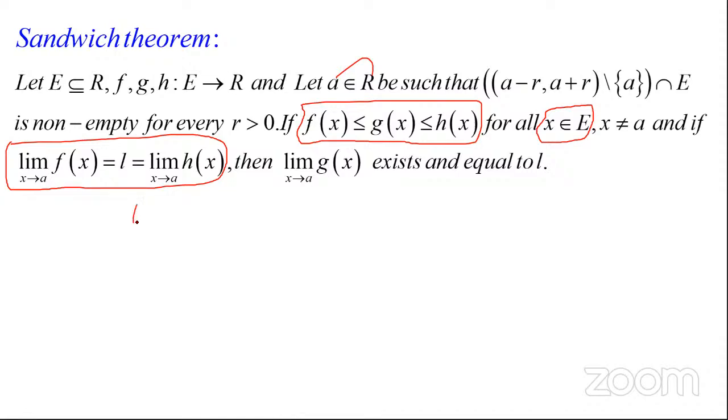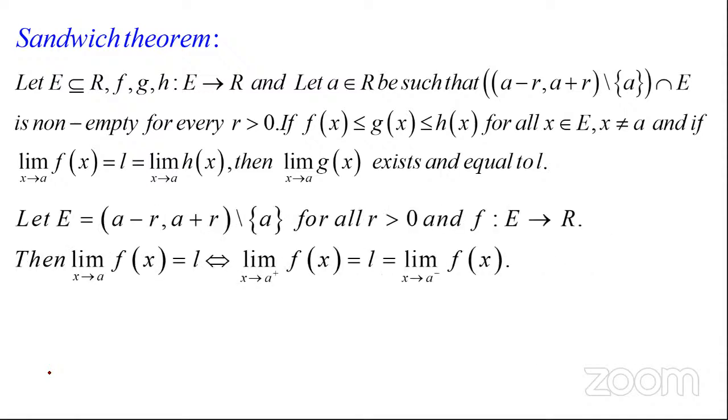So this clearly says that the limit as x tends to a of f of x, and the same value, the limit as x tends to a of g of x, is equal to the limit as x tends to a of h of x. So these all are the value L. That is the sandwich theorem.